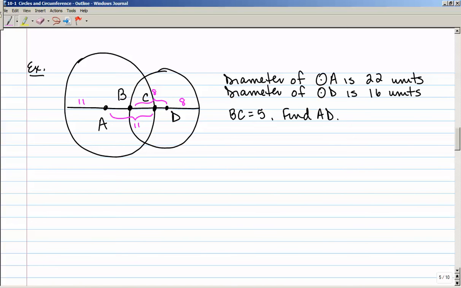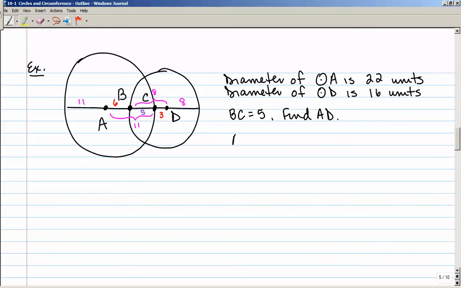And then we're told that BC equals 5. So that's this segment right here. And what I need to find is the length of AD. Well, if AC is 11 and BC is 5, then AB is going to be 6. And let's do the same thing over here. If BD is 8 and BC is 5, then CD is going to be 3.